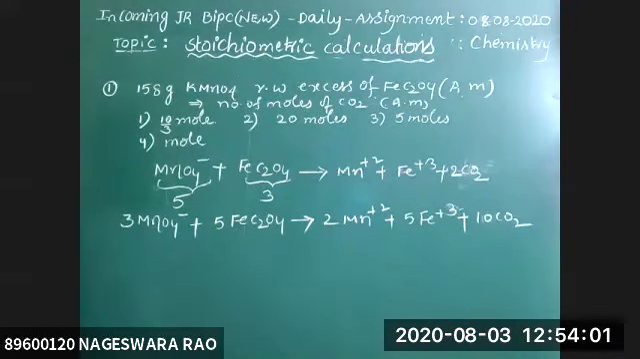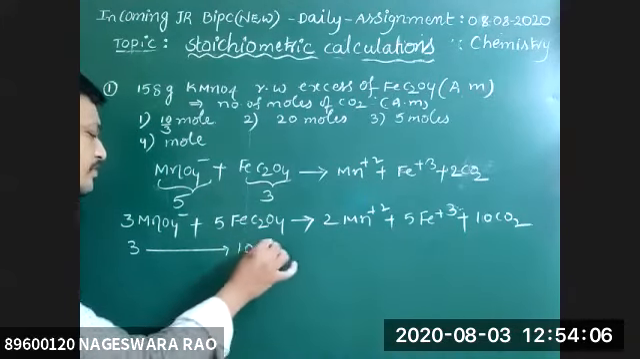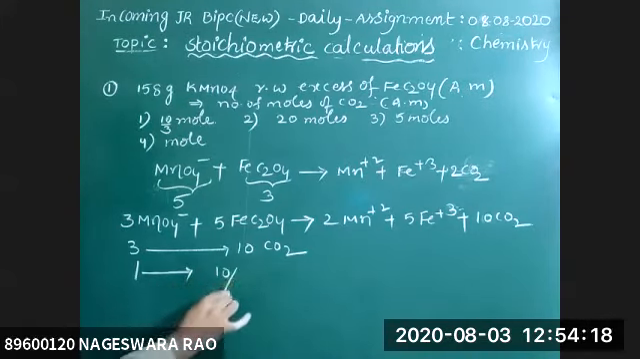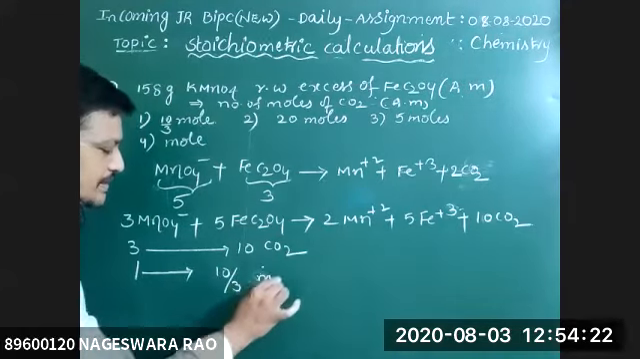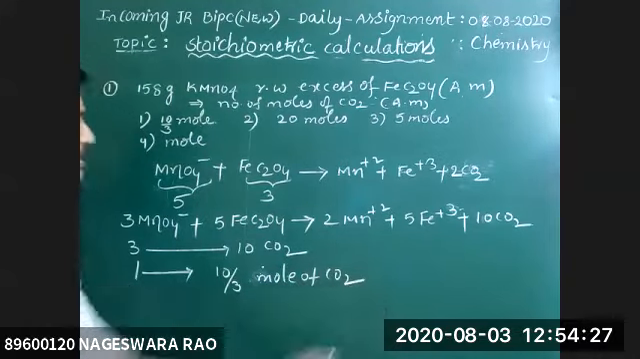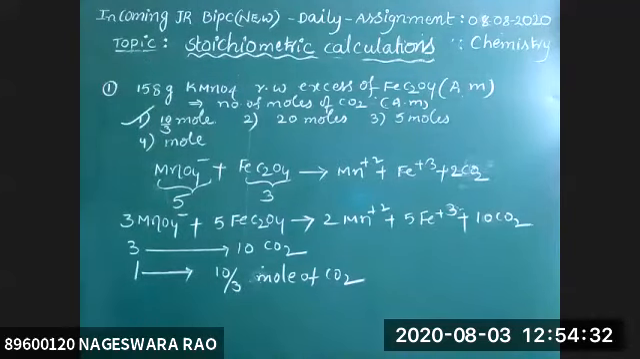In this reaction, 3 moles of KMnO4 produce 10 moles of CO2. Here 158 grams of KMnO4 means 1 mole. 1 mole produces how many moles of CO2? 10 by 3 moles of CO2 is formed. So what is the answer, students? 10 by 3 moles of CO2 is formed in this reaction.